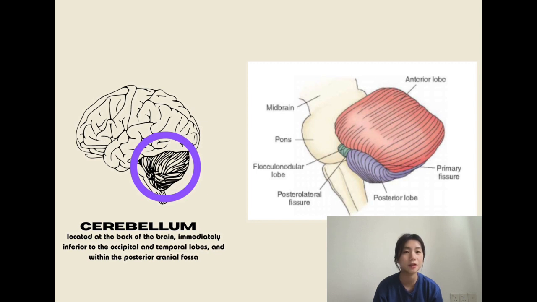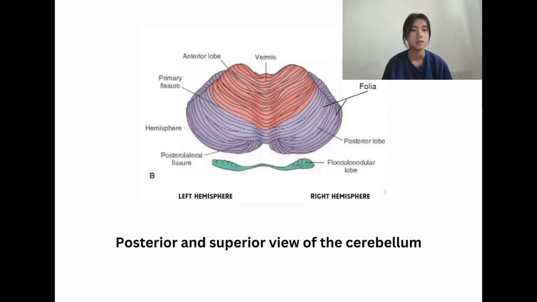The primary fissure, above the cerebellum, divides the cerebellum into anterior and posterior lobes. Below the cerebellum, the posterior lobe is divided by the posterolateral fissure between the posterior lobe and the flocculonodular lobe. The anterior and the posterior lobes are collectively referred to as the corpus of the cerebellum, which forms the main body of the cerebellum and is further divided into several lobules.